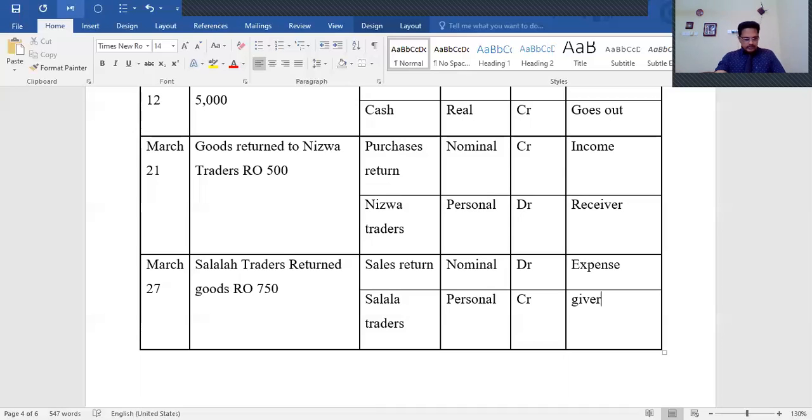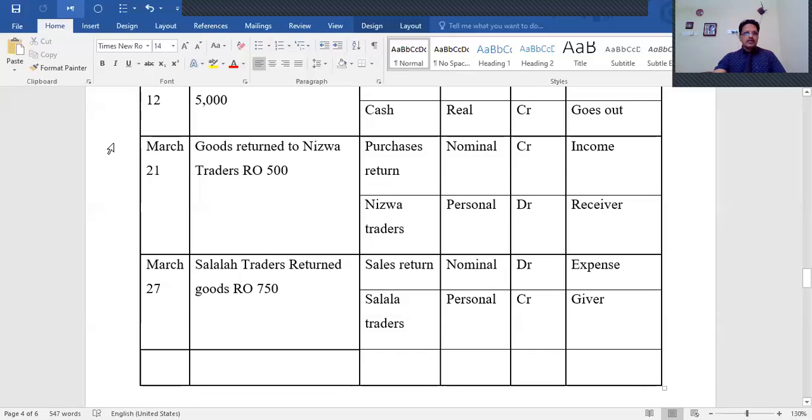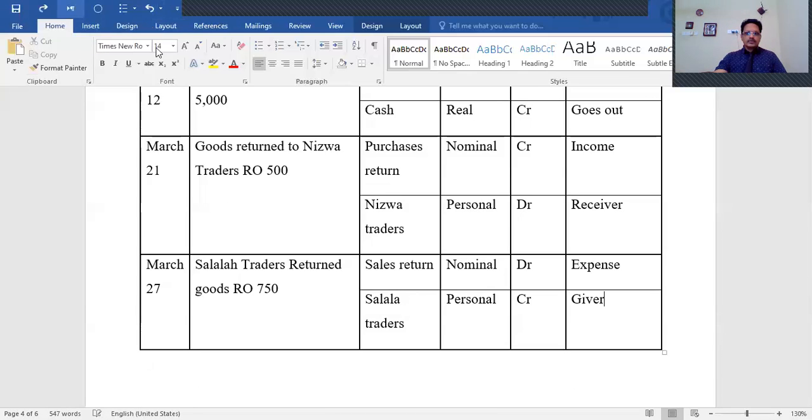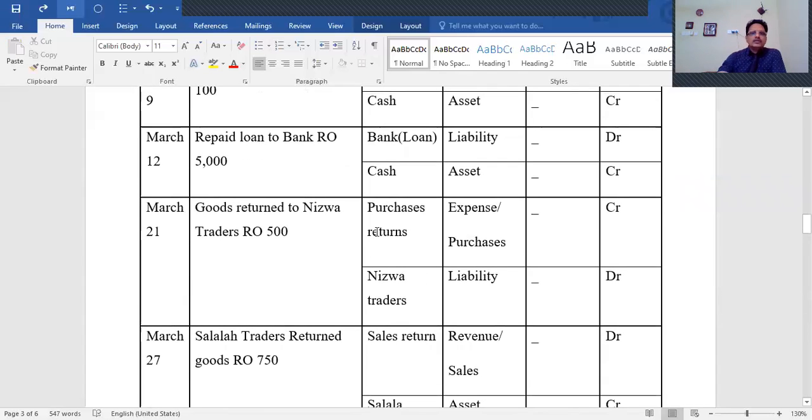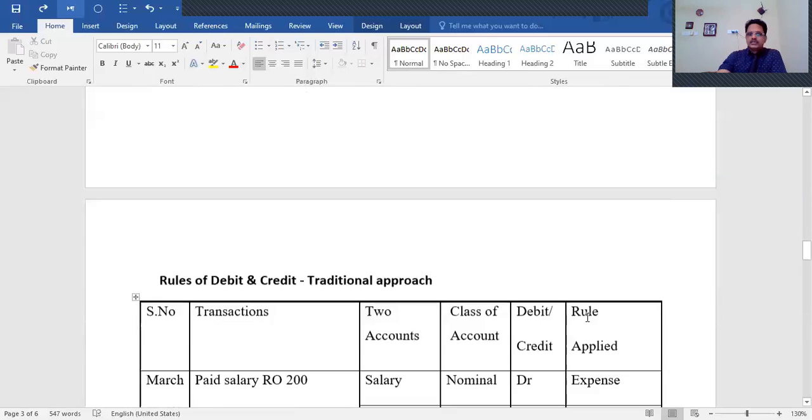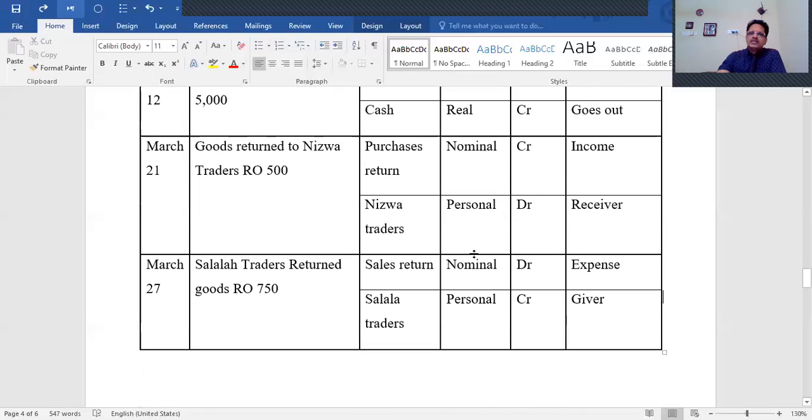So these are the rules, but I always tell you to understand this returns case in a different way. The first one is a modern approach, and it is very clear. Sales return, you see the modern approach; this is purchase return, expense purchase. When return happens, expense decreases, and when expense decreases, it is credit. So here you can define it very easily, the interpretation is very easy, but here the interpretation will be a little difficult.